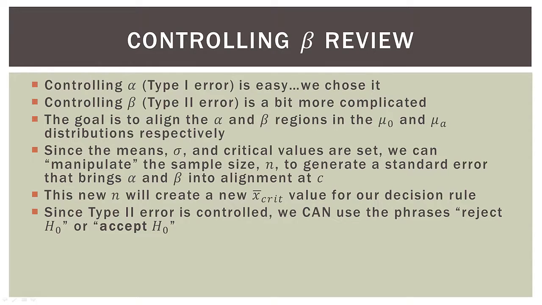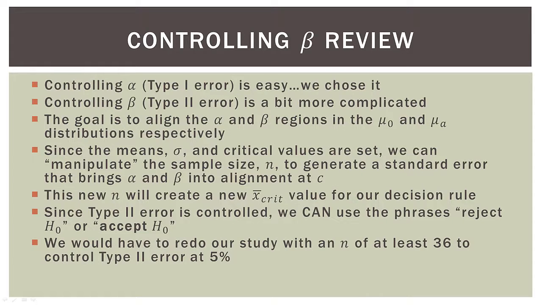Now, since type 2 error is controlled, we can use the phrases reject the null hypothesis or, finally, accept the null hypothesis. So before, we could not say, oh, I accept the null hypothesis. We could not do that because we were not controlling for type 2 error. But in this case, we are controlling for type 2 error. So we can use the phrases reject the null hypothesis or accept the null hypothesis.